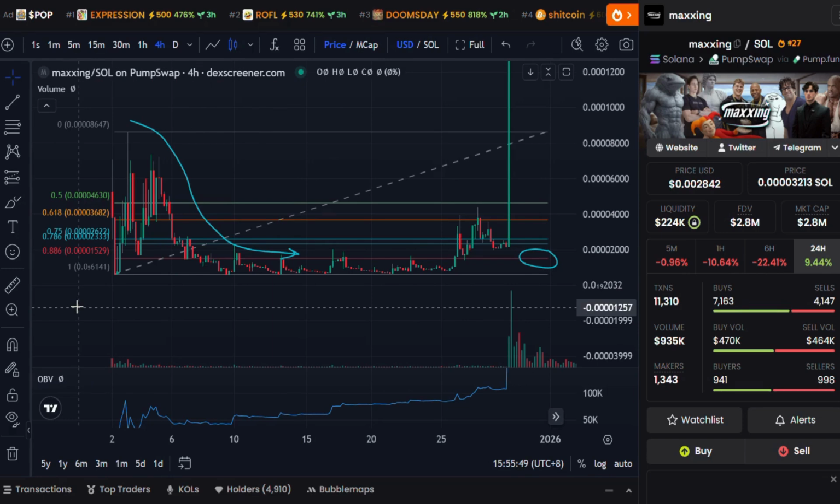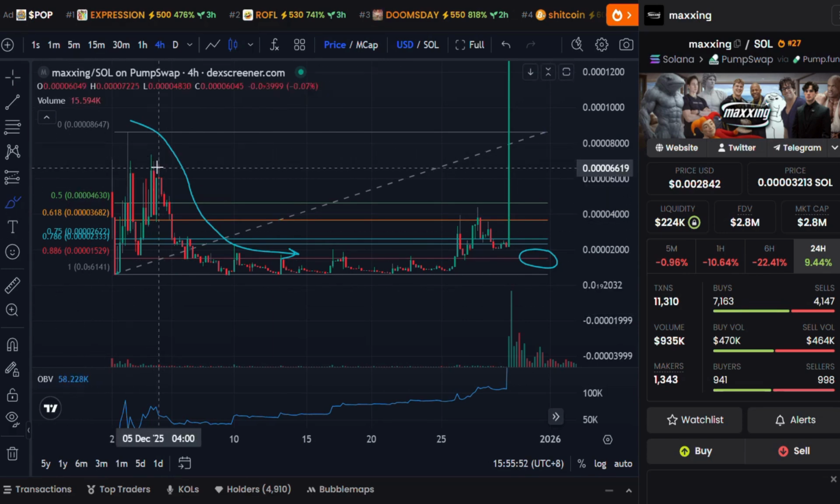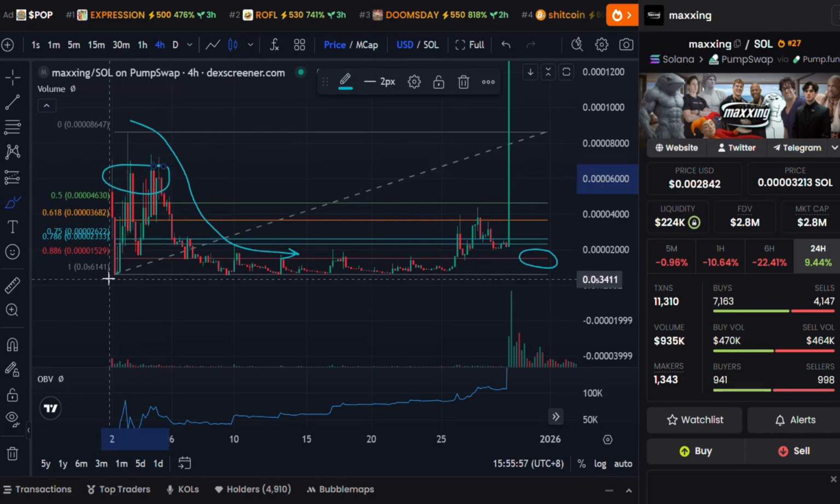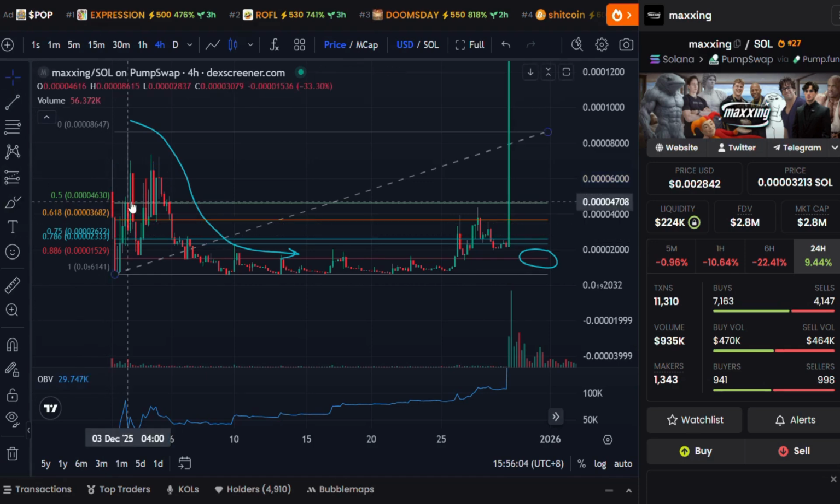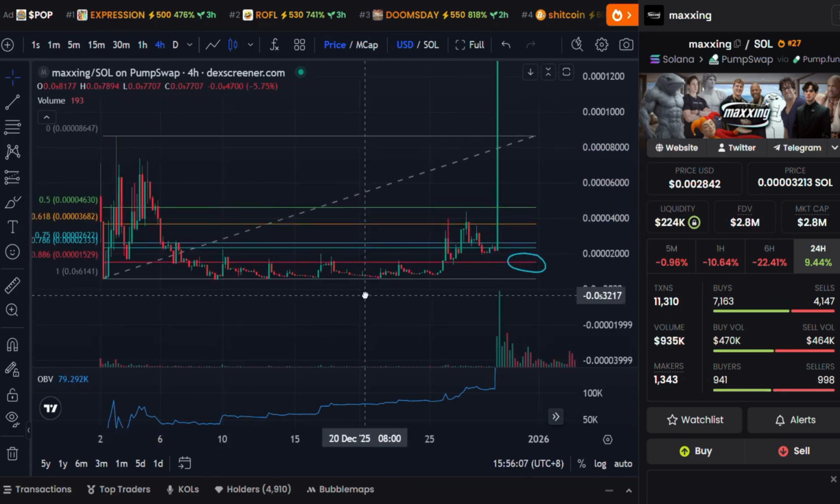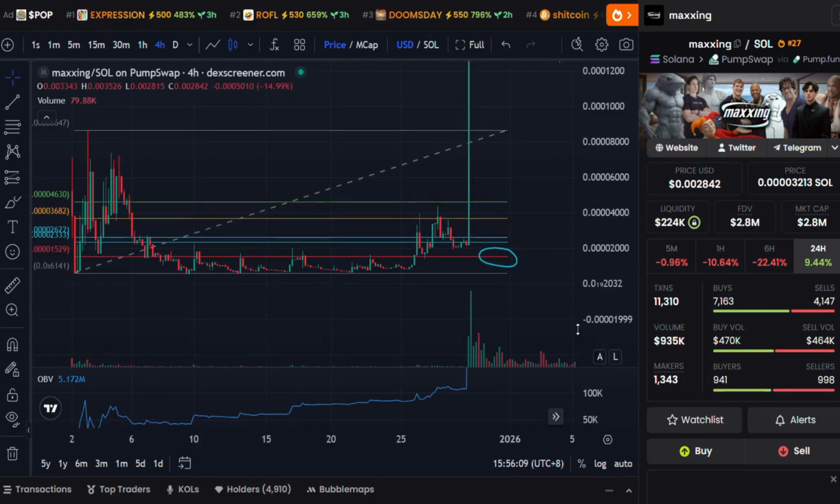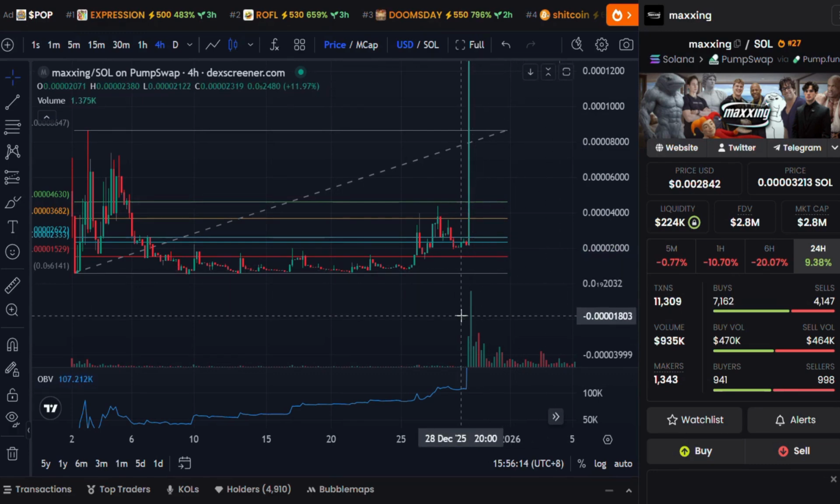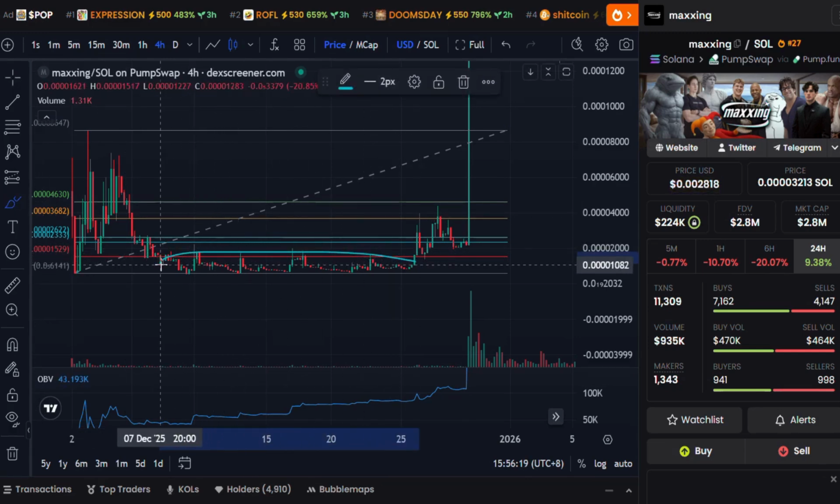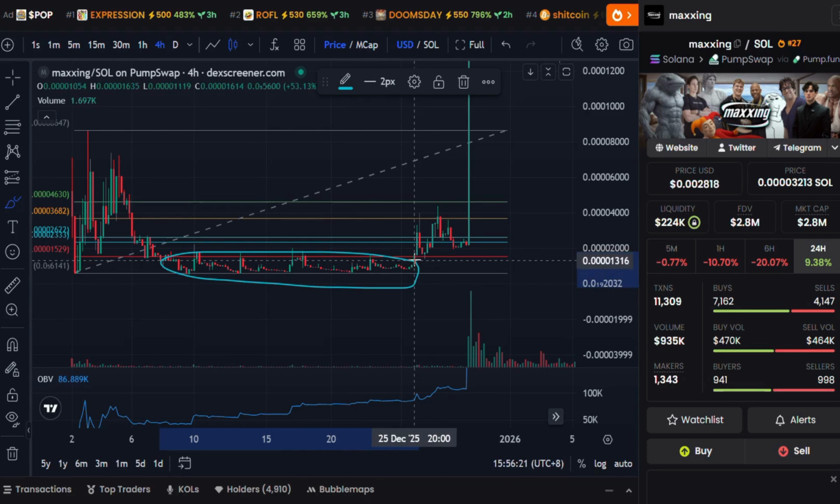And this creates a very interesting psychological environment in the market. Traders who bought near the top are now deeply underwater. Early traders who held through the retracement begin losing confidence. And new traders looking at the chart often assume the trend is completely finished. At this stage, sentiment usually shifts from excitement to fear. And this is often where traders make emotional decisions. They exit their positions. They assume the project has failed, or they begin shorting the market expecting further downside.